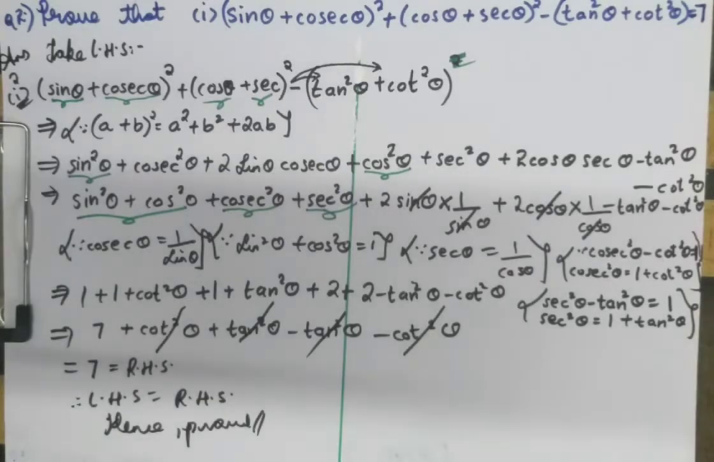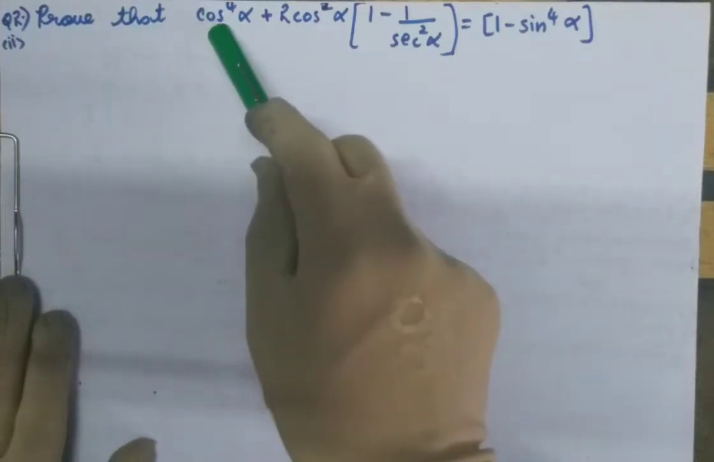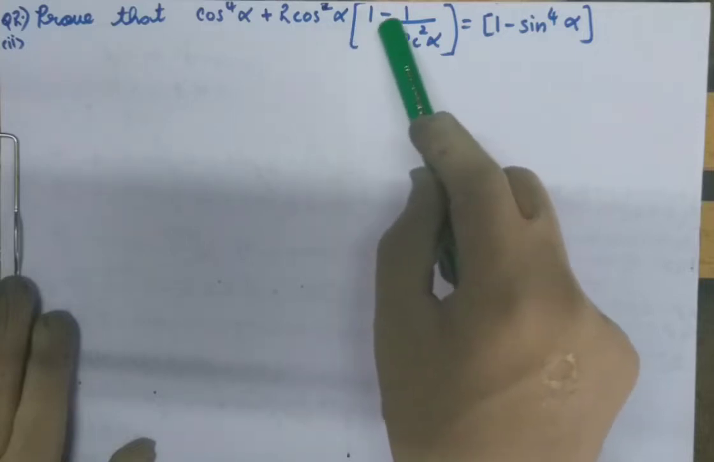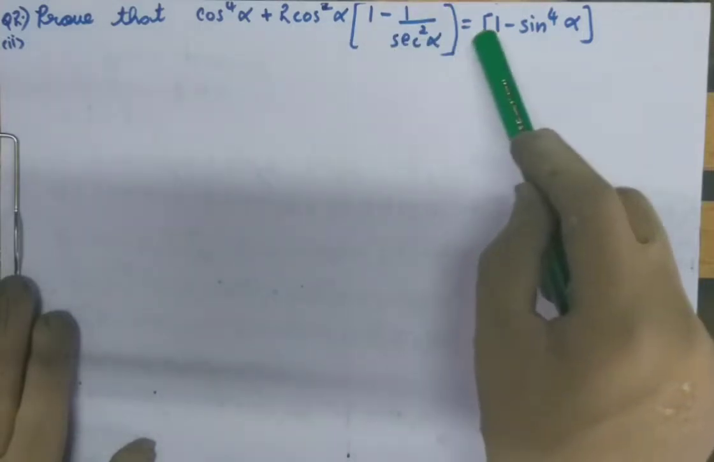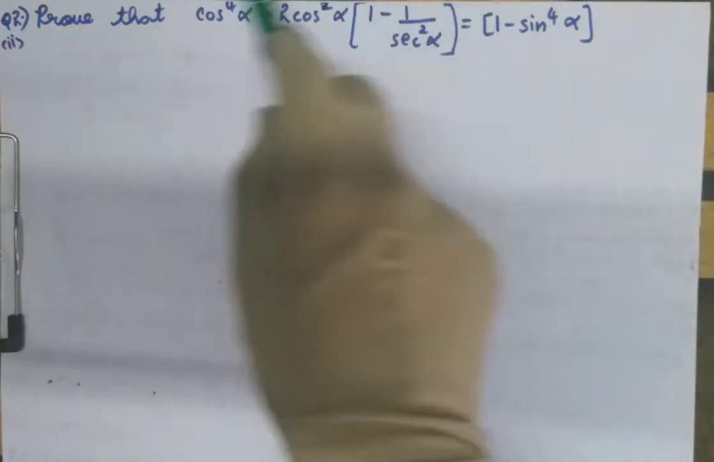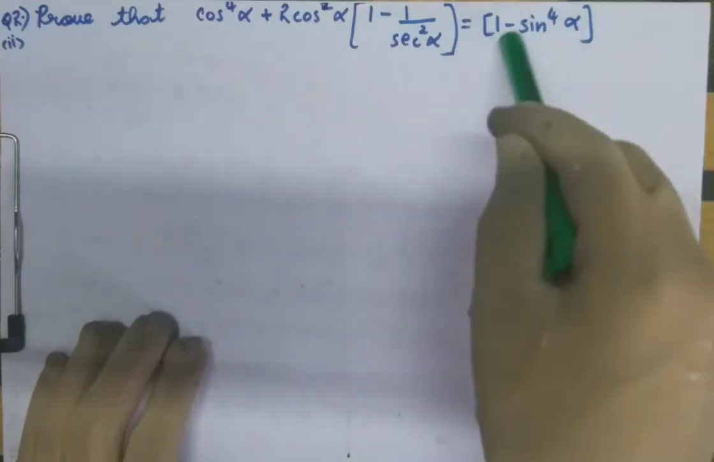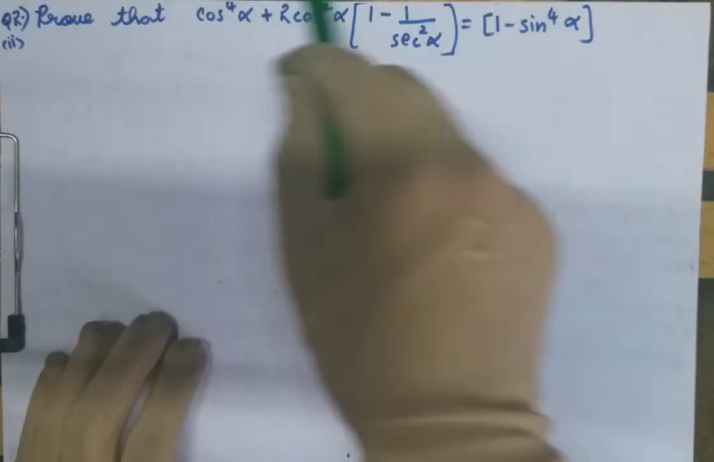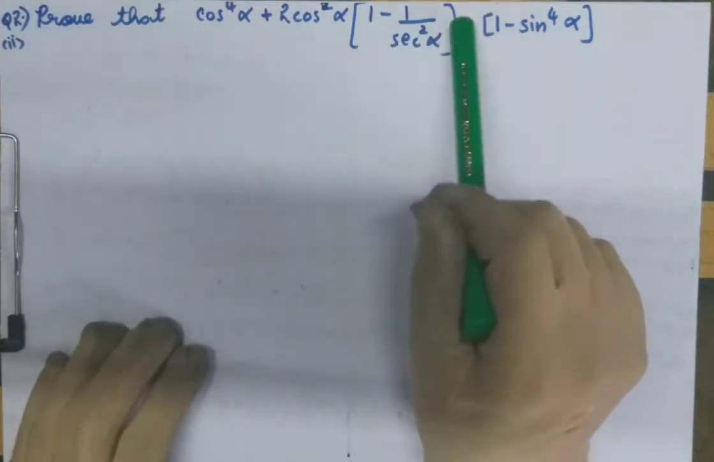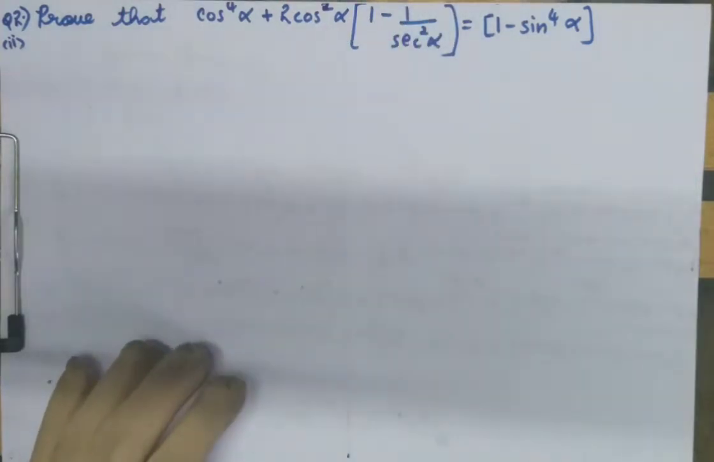Moving on to the second question, second bit. Observe this question. Prove that cos power 4 alpha plus 2 cos square alpha into 1 minus 1 by secant square alpha is equal to 1 minus sin power 4 alpha. So if you observe this question, we have to make this LHS equal to RHS, 1 minus sin power 4 alpha. Here we will take LHS, because in the LHS we can write this 1 by secant square alpha as cos square alpha. Okay, I'll tell you next what we should do.